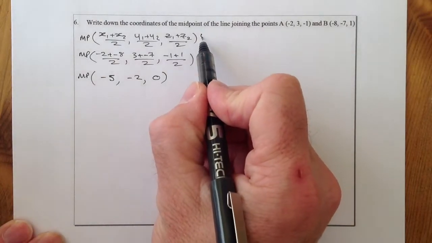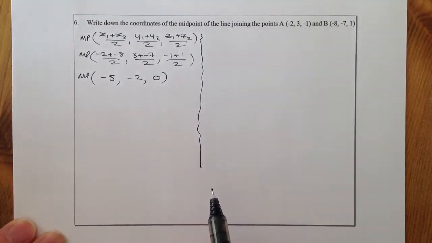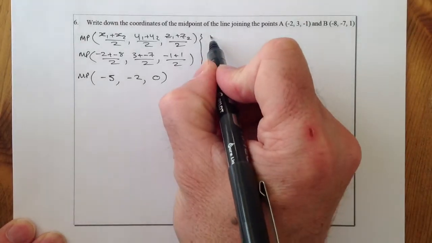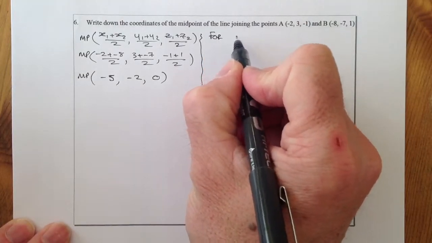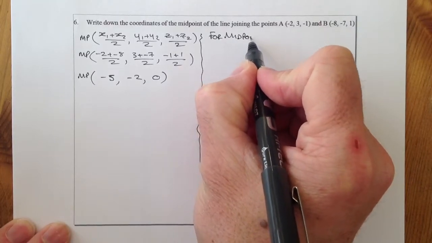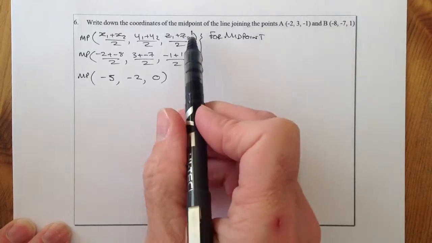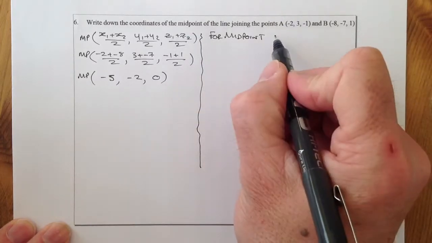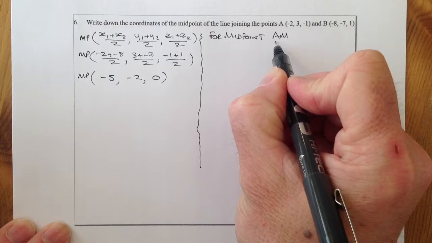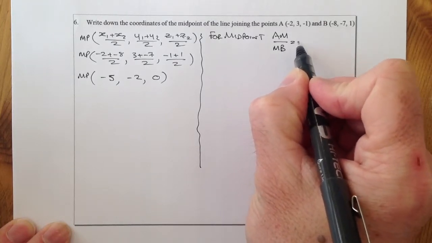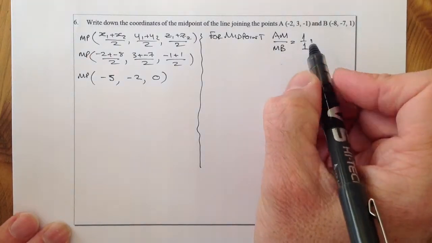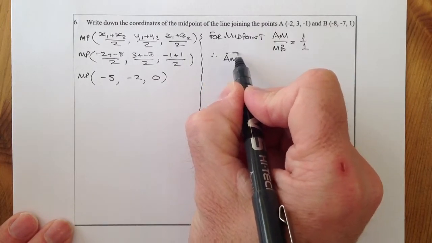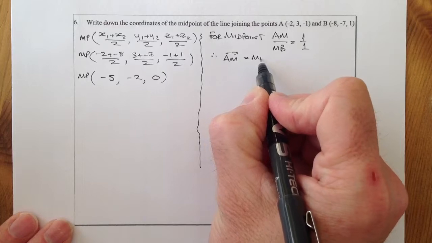The alternative way that I could have done that, if I was thinking about it as a vectors type of question, is I could set up a ratio for the midpoint. And this would help with a different, not a midpoint, but maybe a line that's split into a different ratio. So what I've got is AM over MB is equal to a 1-to-1 relationship. So therefore, if I just cross multiply that, AM is equal to MB.